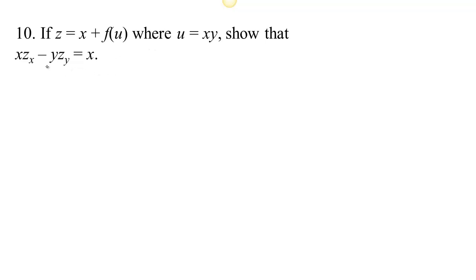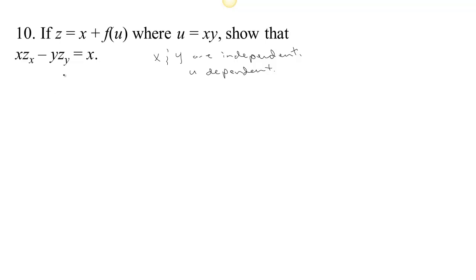Now, when we look at it, we're taking derivatives with respect to x and with respect to y. That must mean that x and y are independent. Okay, so if x and y are independent, then that would mean that u has to be dependent, right? Okay, and then z depends on what x and u are, so z is also dependent.